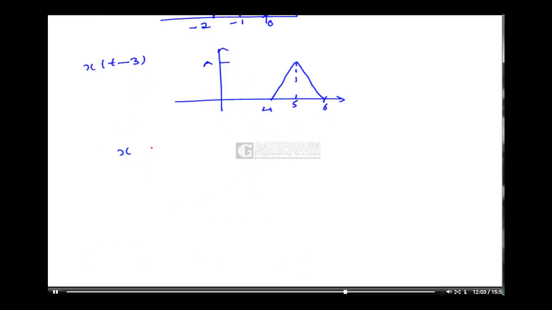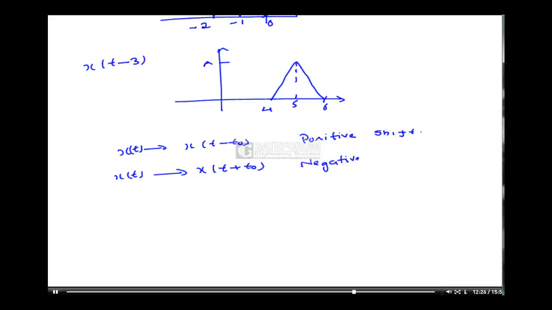I can write x t changing to x of t minus t naught. It is a positive shift. x t changing to x of t plus t naught. It is a negative shift. Okay.